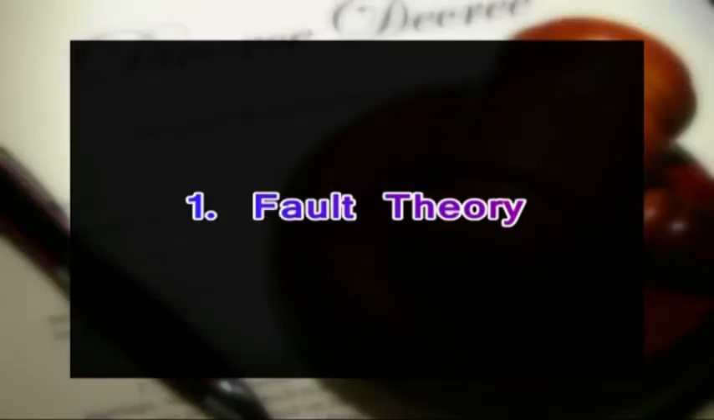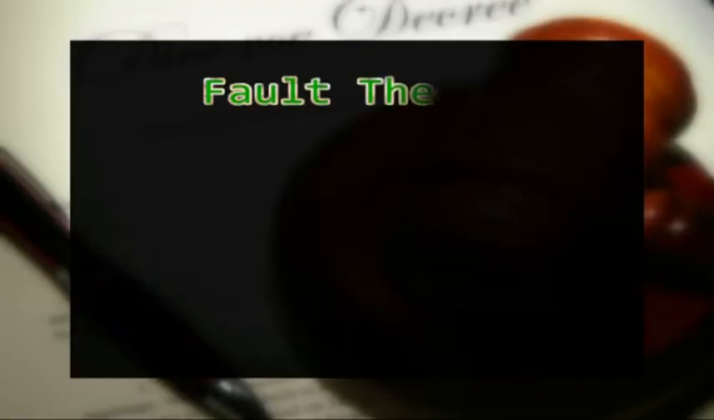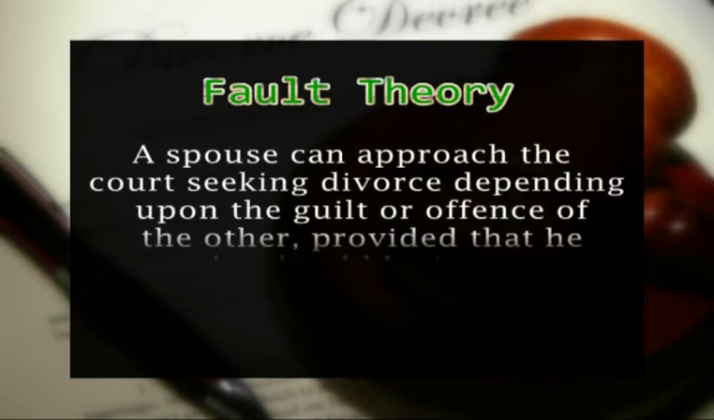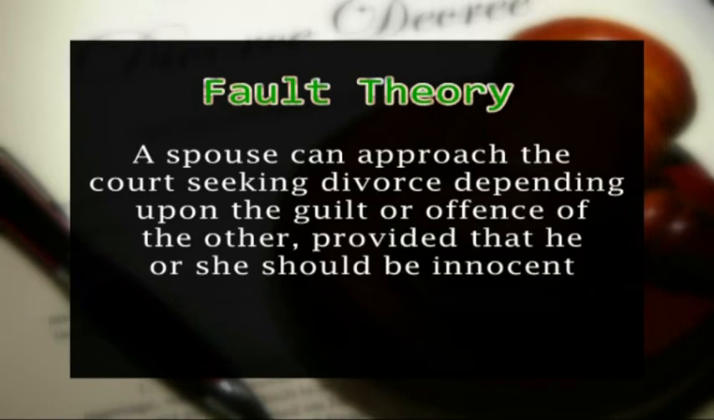A brief discussion of all the theories of divorce can be made as follows. The first theory is fault theory. This theory first emerged as the guilty or offense theory. According to this theory, a spouse can approach the court seeking divorce depending upon the guilt or offense of the other, provided that he or she is innocent.